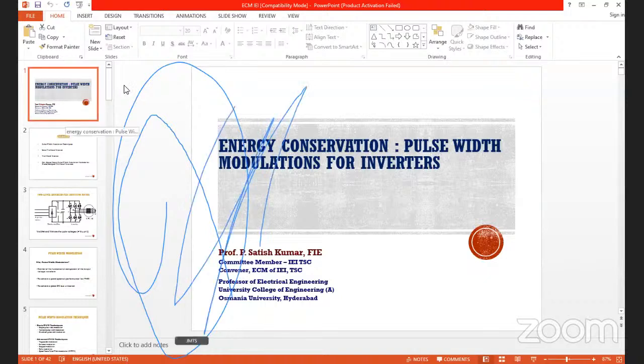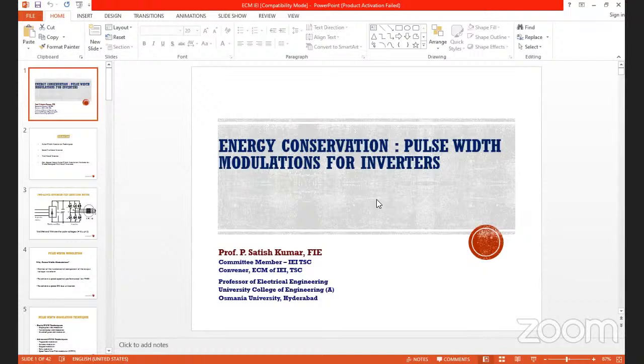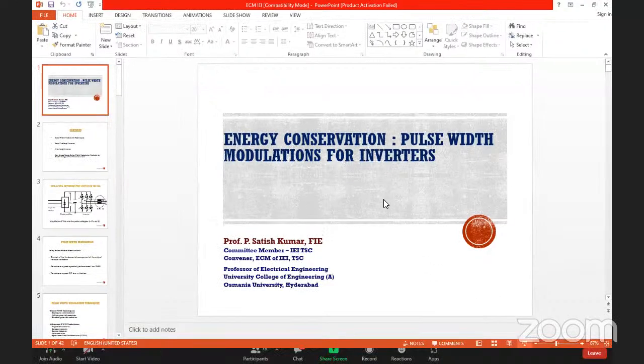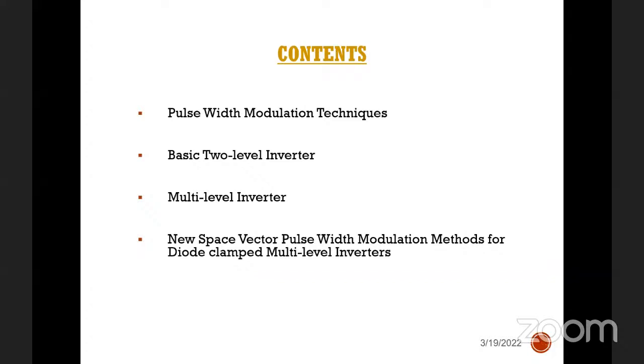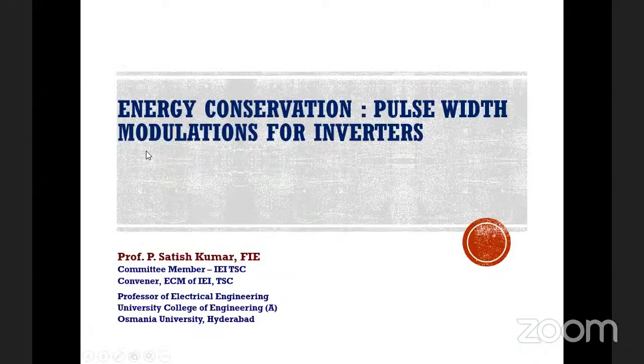So this is energy conservation pulse width modulation for inverters. First of all, how is this pulse width modulation connected with energy conservation? An inverter, as we are aware, is nothing but a device which converts DC to AC. The DC voltage is converted into alternating voltage, and that alternating voltage we utilize for AC loads. Those AC loads may be an induction motor or any AC motor.